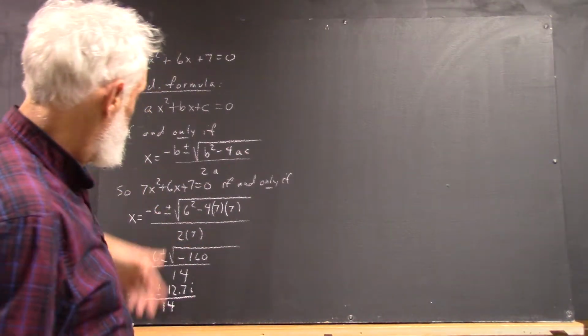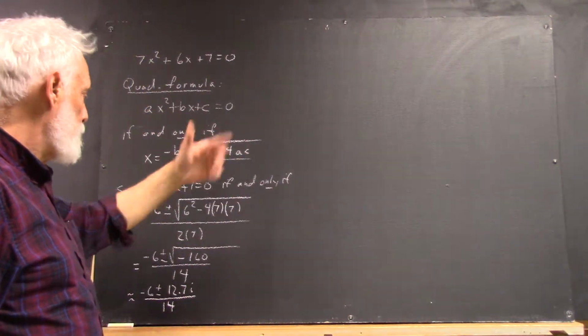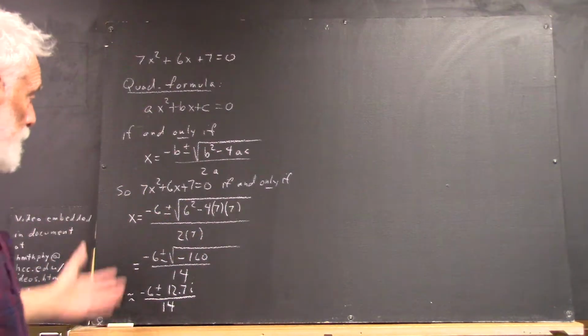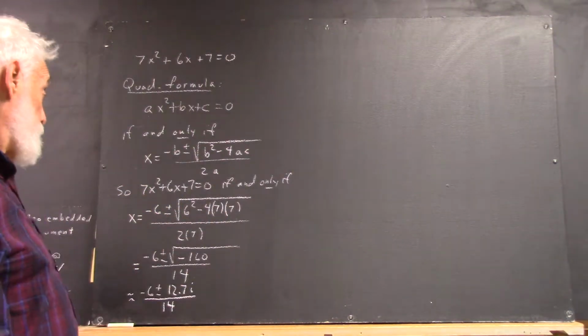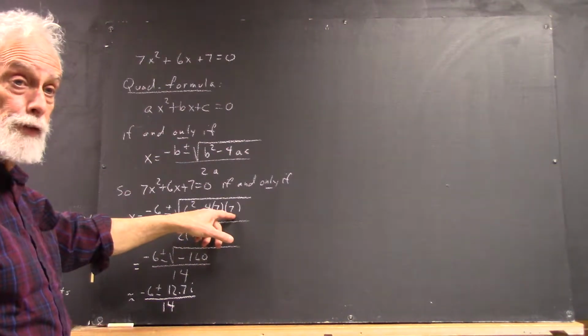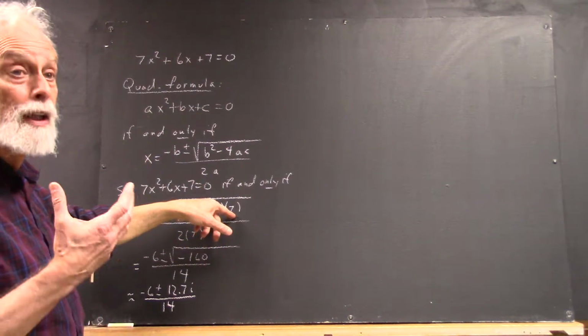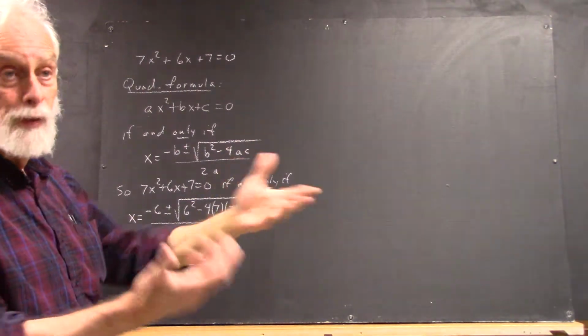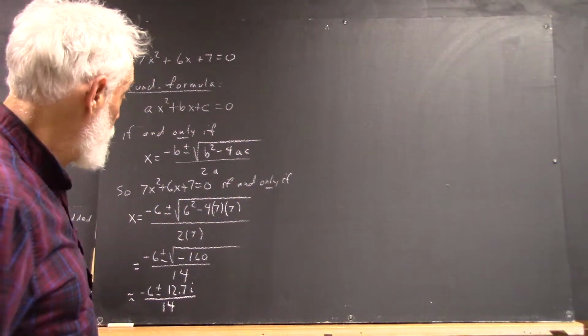So we have negative 6 plus, or, well, I'm not going to read it to you. We have this, and we can do the arithmetic and simplify this. 6 squared is 36. 7 times 7 is 49. 4 times that is 196. 4 times 50 is 200. Take away 4, you get 196.